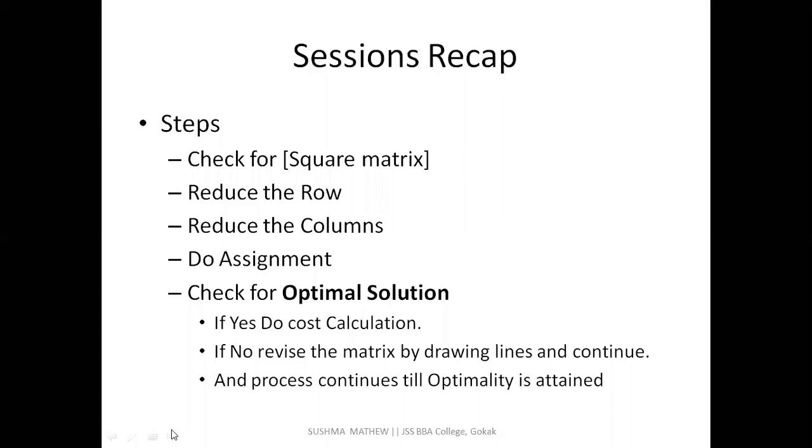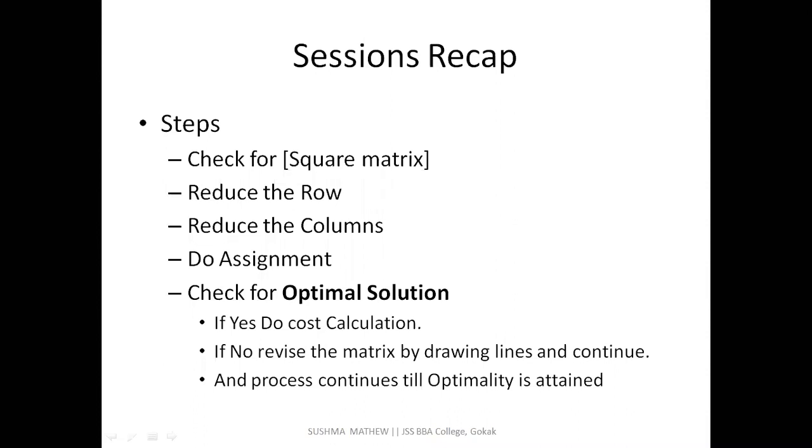whether the number of assignments and the order of the matrix are same or not. Fine. So once it is done, as long as the order of matrix and the number of assignments are same, it's okay. If it is not same, then we need to revise the matrix and do the assignments, until the optimality is attained. So this is just to keep in your mind.